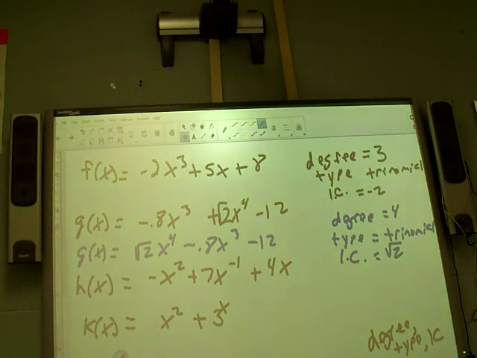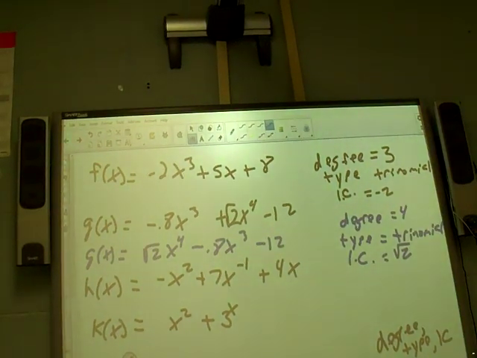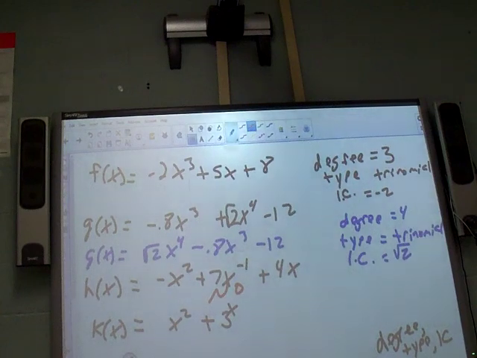Okay, we ready for numero 3 there, h of x? H of x equals negative x squared plus 7x to the negative 1 plus 4x. So my first question is, is it a polynomial function? My answer to that is no. And it is because of that power that's a negative 1.